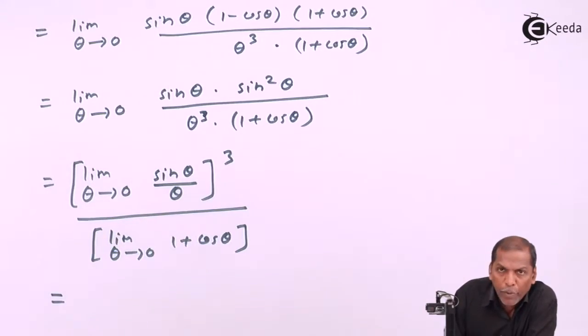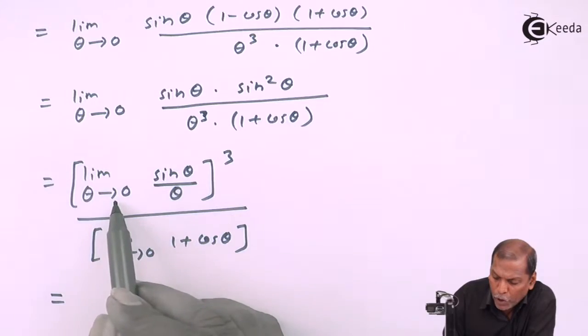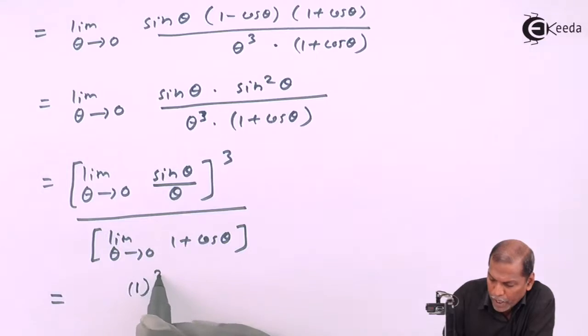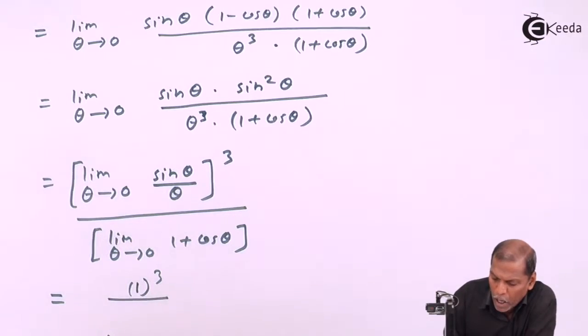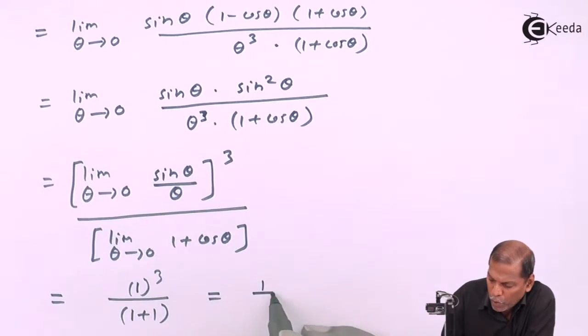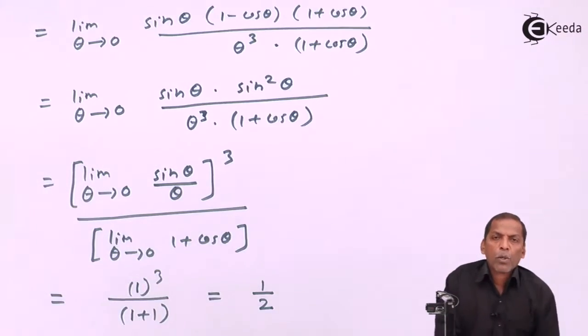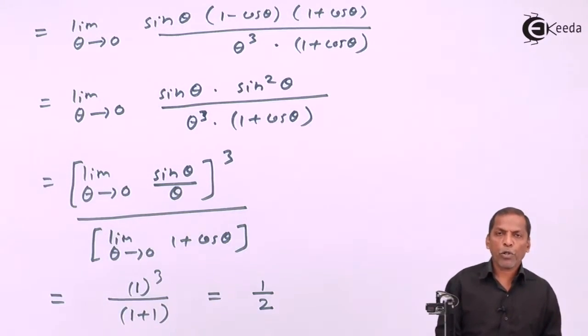So the next step will be, now limit theta tends to 0 sine theta upon theta, that gives 1, bracket cube we write as it is, upon, and limit theta tends to 0 cos theta gives 1, so in the denominator we have 1 plus 1, and so that equals 1 upon 2 as the required answer. So this is the final solution for the given problem. Thank you.